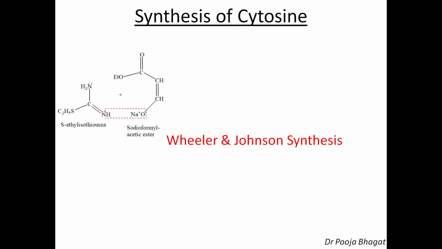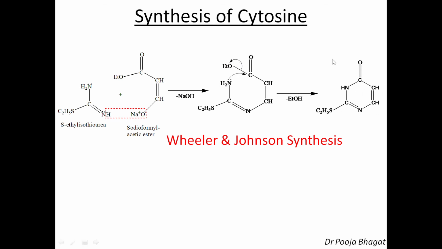First, the loss of sodium hydroxide. You will get this. So now there is a bond between this nitrogen and this carbon, as you can see here. Then the next step, the lone pair here, ethoxide goes out. So there is a loss of ethanol, and you get this. Now, if you remember the structure of cytosine, you have an NH2 group here. So here we want NH2. How can we get NH2 here?